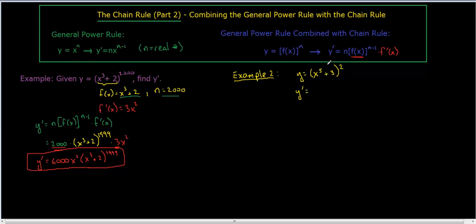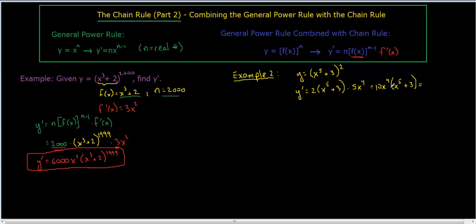We have y prime, we consider the derivative. n is 2, and then this inner function is x to the fifth plus 3 to the n minus 1, which is just 1, times the derivative of what's inside, that's 5x to the fourth plus the derivative of 3, which is 0. And then we can simplify this a little further. 2 times 5 is 10, x to the fourth, and then we have x to the fifth plus 3.